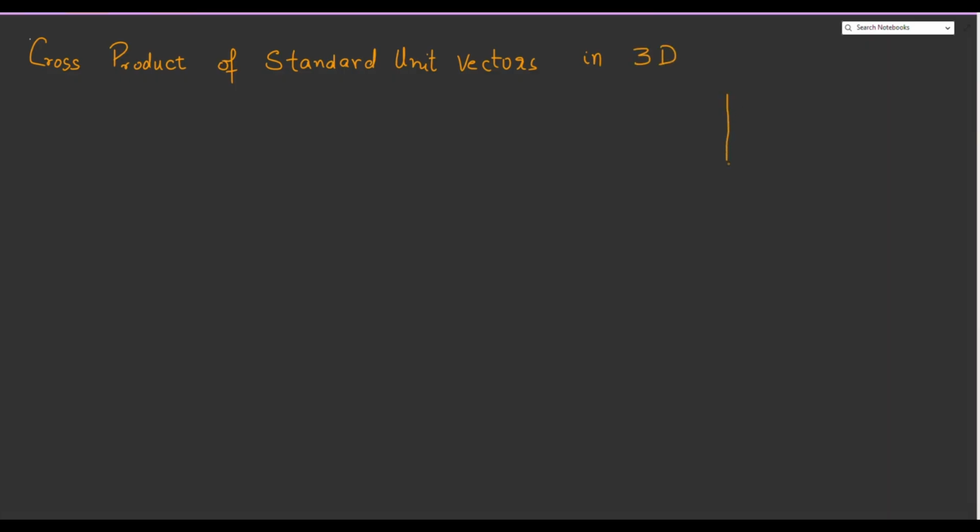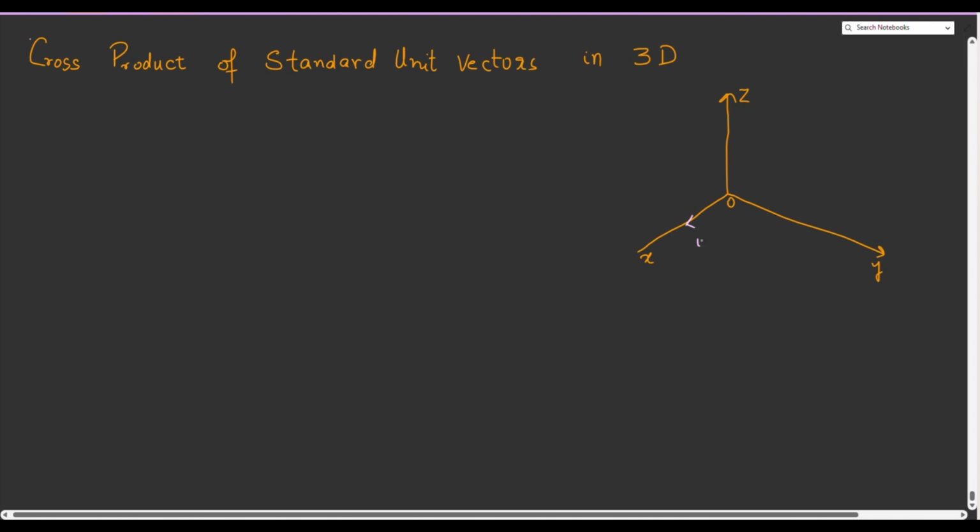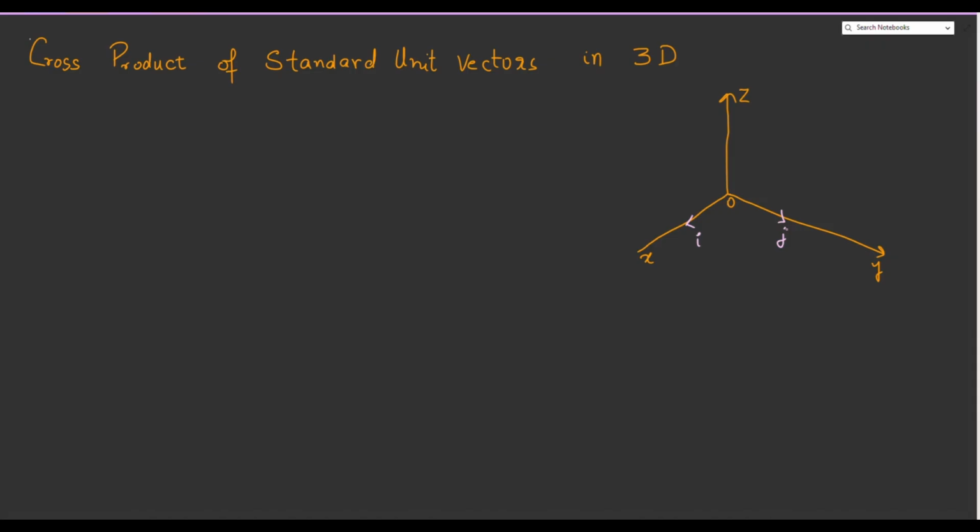So this is our 3D space. Here we have X, this is Y, and that's Z. This is the origin. And we know the unit vector along the x-axis is denoted by I. The unit vector along the y-axis is denoted by J. And the unit vector along the z-axis is denoted by K. And we want to find their cross product.